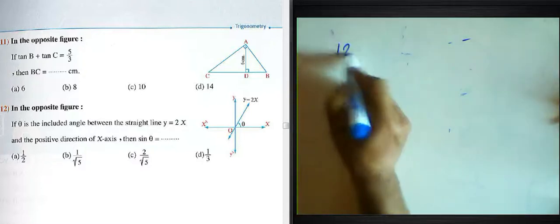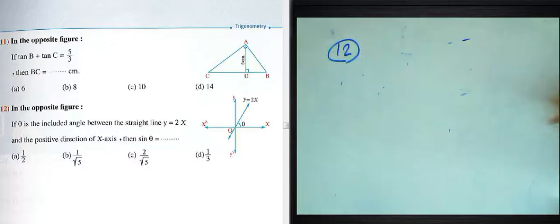The last one. In the figure, theta is the included angle between the straight line y equals x and the positive direction of the x axis. Find sin theta.